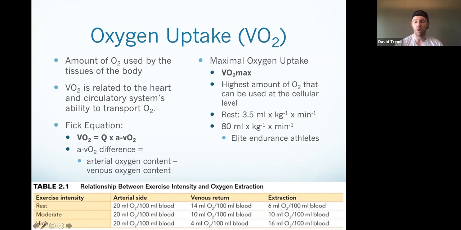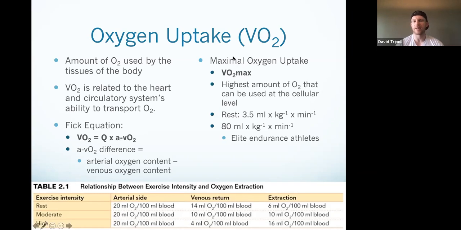So what was extracted was 16 milliliters. So your blood used 16 of the 20 milliliters, the muscles did, excuse me, of that oxygen for whatever purpose it needed. Okay. So your VO2 is going to be Q times that difference, so to speak. So 16 would be the difference here.